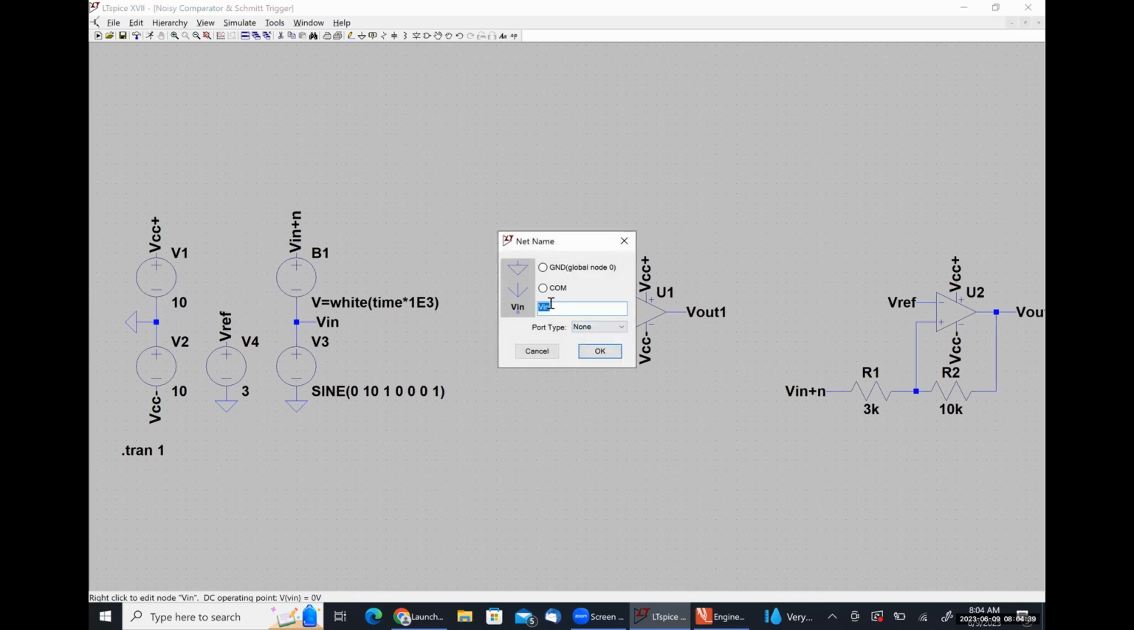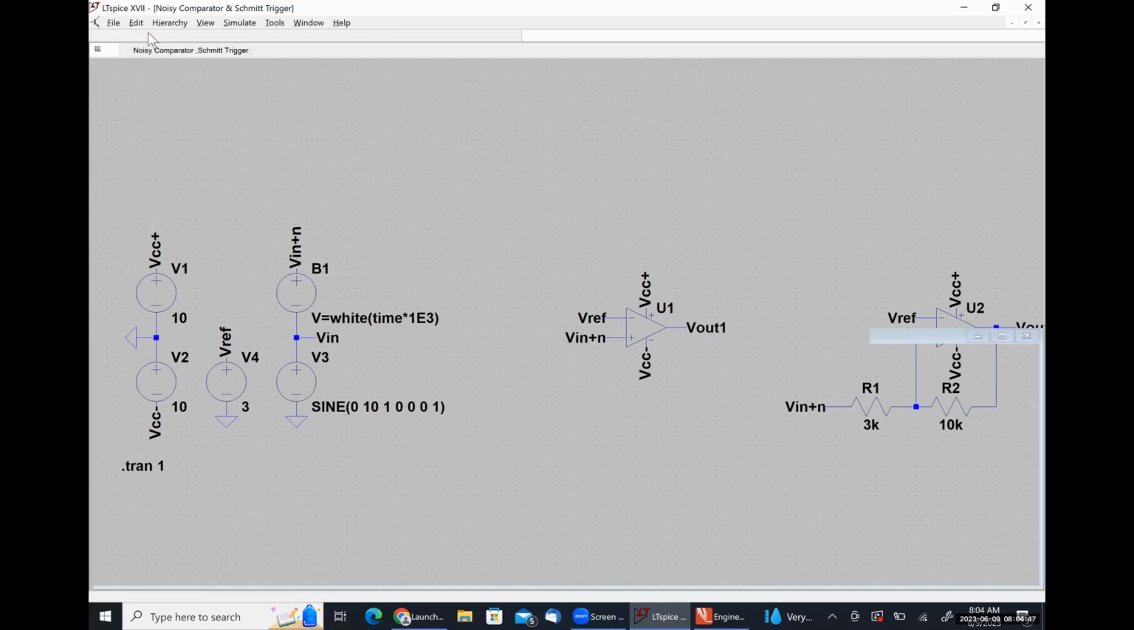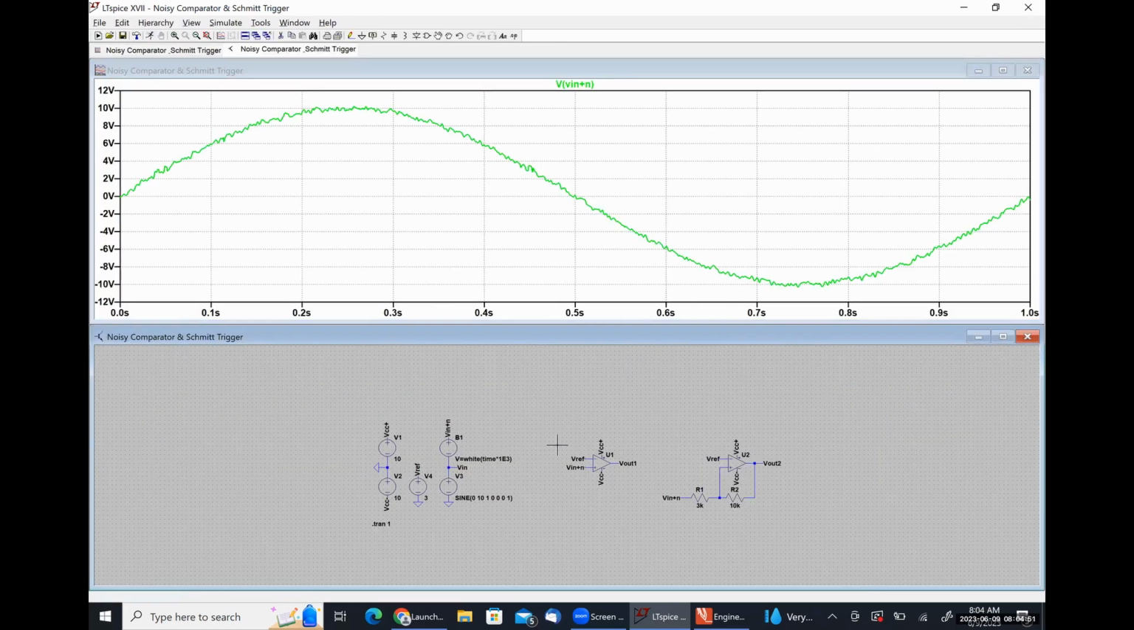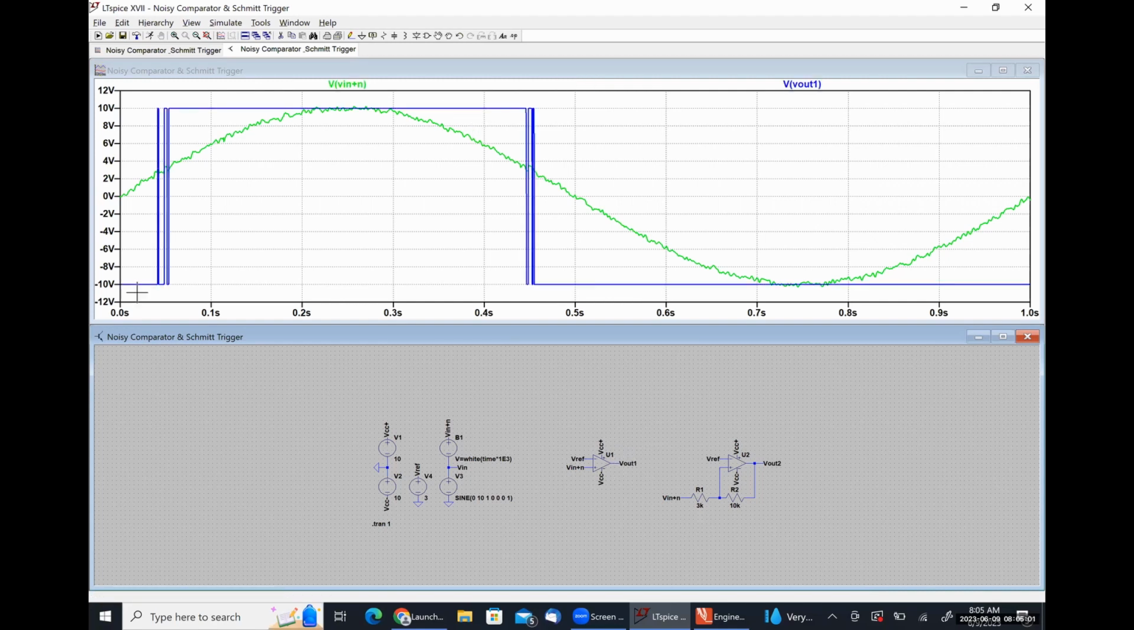So I'm just going to put plus N here and rerun my simulation. We're going to look at our input signal. So it's a sinusoid with a small amount of noise added on top, which is exactly what I wanted. And when we look at our output voltage, now we have something a little bit different.